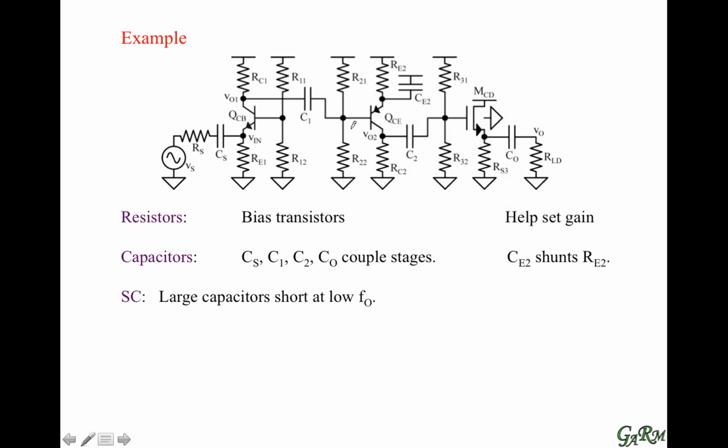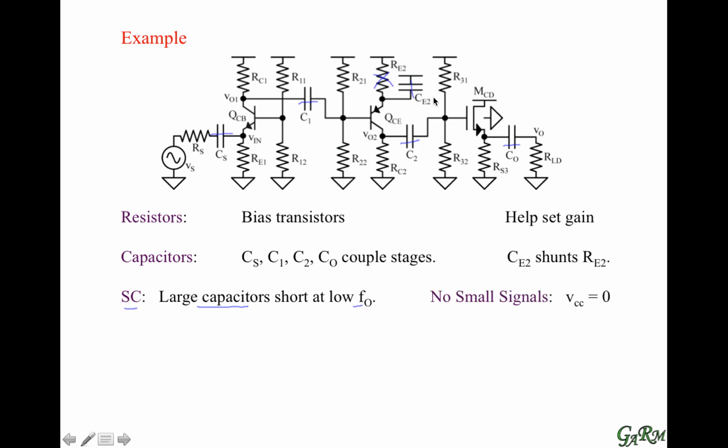And we're going to apply two concepts here. First is what we'll call the short circuit approximation. And what that means is that large capacitors short at low frequency. So what we're saying is CS here shorts, C1 shorts, C2 shorts, C out shorts, and CE also shorts, so it removes the effect of this resistor. And then let me put a line here that shorts into the positive power supply.